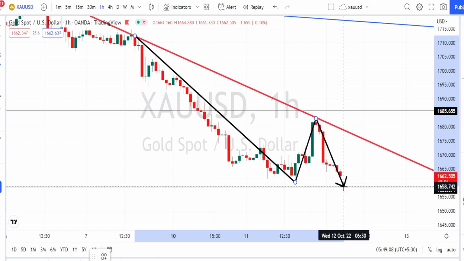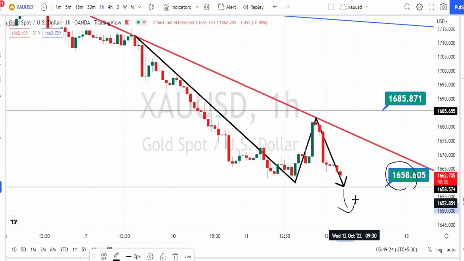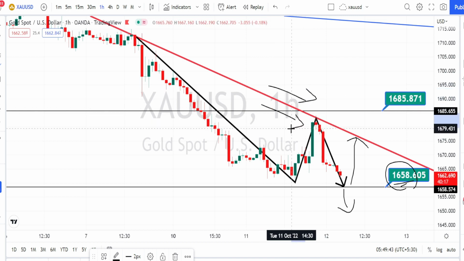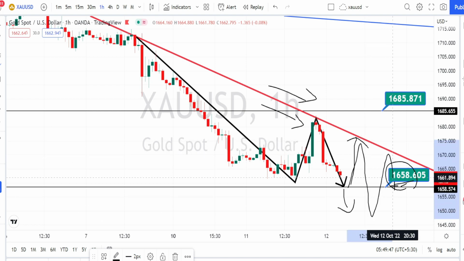Wait for the price action to break this support level of 1658 in order to take trades on the bearish side retracement. And if the price action bounces back from this support level, we can expect it to retrace back and retest this resistance line from the 4 hours time frame. And as long as it is trading below this resistance line, we can expect the price action to continue trading on a bearish trend in hourly time frame also.